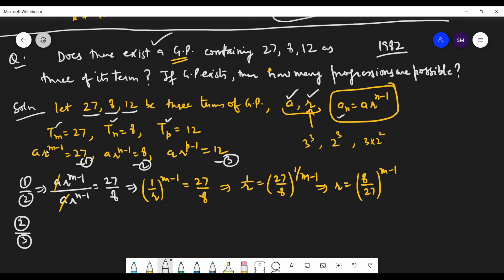Now simply I have divided 1 by 2, and now I am dividing 2 by 3, and finding the value of R, because for the common ratio I need to see whether I am getting the same common ratio. If I am getting the same common ratio, it means these terms are in GP. Excuse me, sir. When you divide 1 by 2, then you take m minus 1 power common, but where does n minus 1 go? Sorry, yes, they are different terms. Thank you so much.